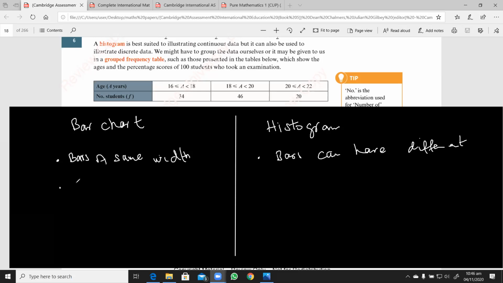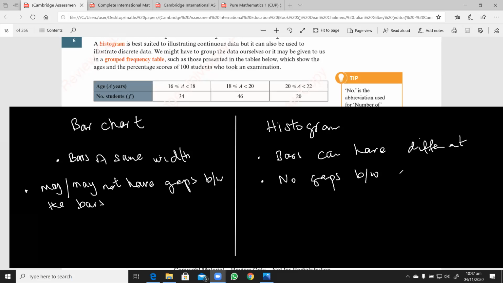Very good. Sometimes you do have gaps between the bars of a bar chart, but a bar chart can also have no gaps. So both ways work, okay? A bar chart may or may not have gaps between the bars, while in a histogram, we cannot have gaps between the bars, okay?